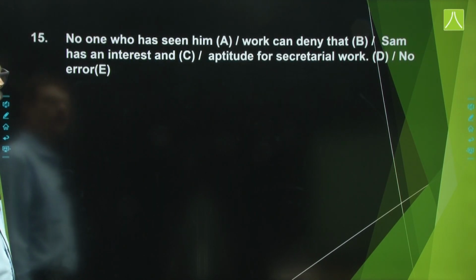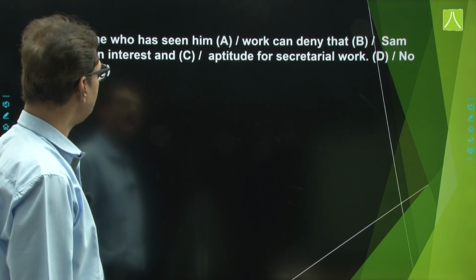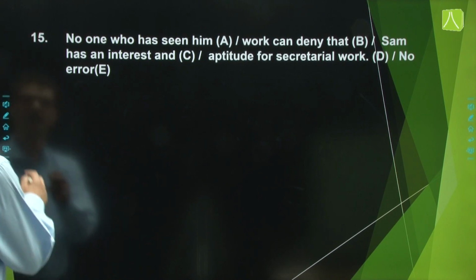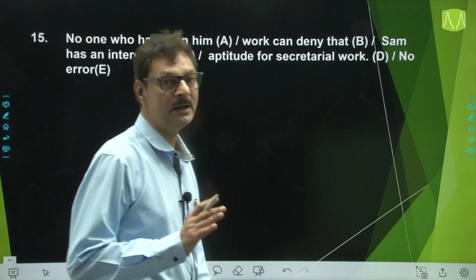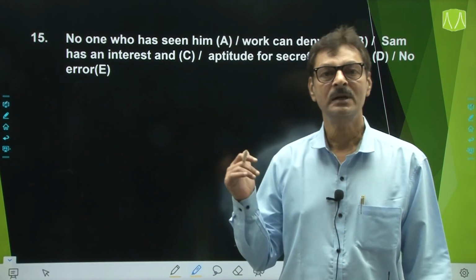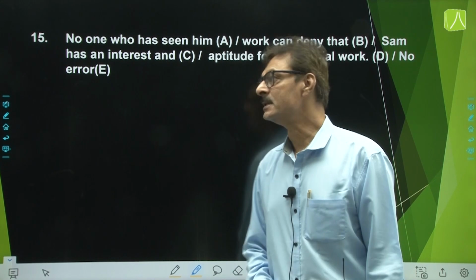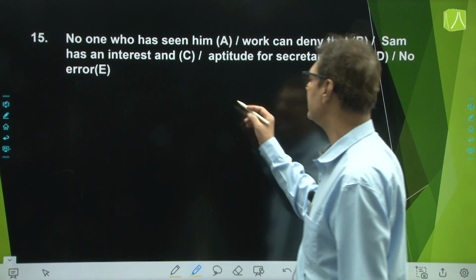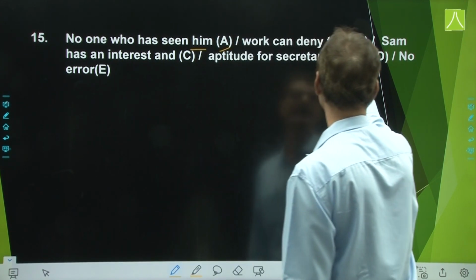Next example. No one who has seen him work can deny that Sam has an interest and aptitude for secretarial work. Very interesting sentence. Yes, read it very, very carefully. It is difficult to identify an error in such sentences. No one who has seen him work can deny that, no problem.